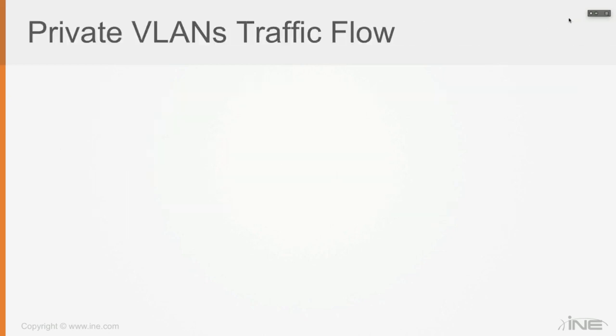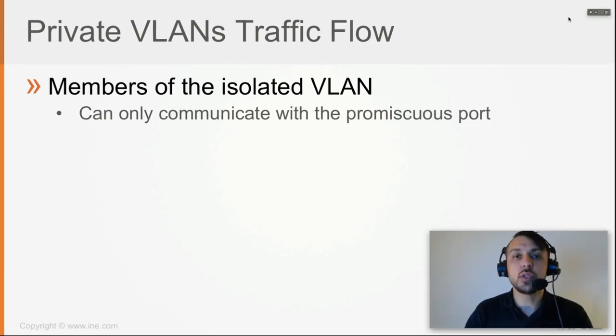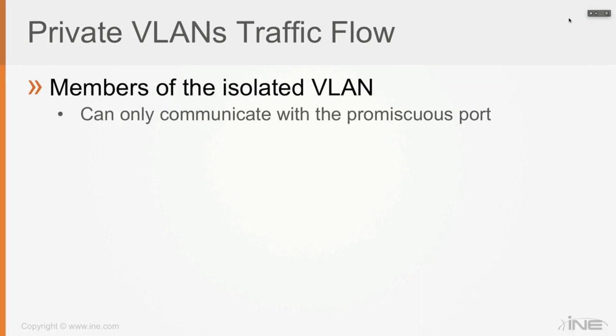Now, the traffic flow is that members of the isolated VLAN can only communicate with the promiscuous port. That's why they are called members of the isolated VLAN. So two hosts in the isolated sub-VLAN cannot communicate with each other. That's why that sub-VLAN is called isolated. They can only communicate with the promiscuous port.